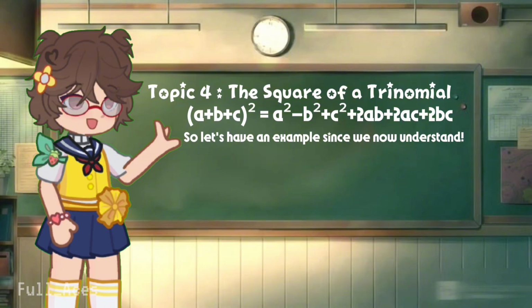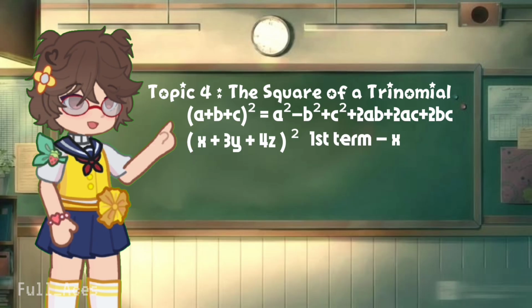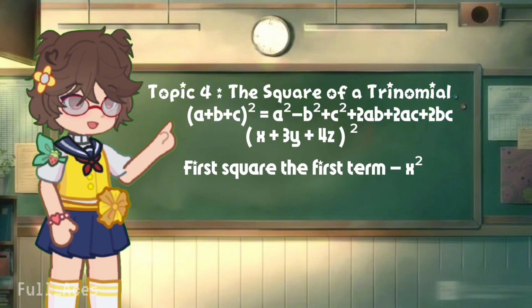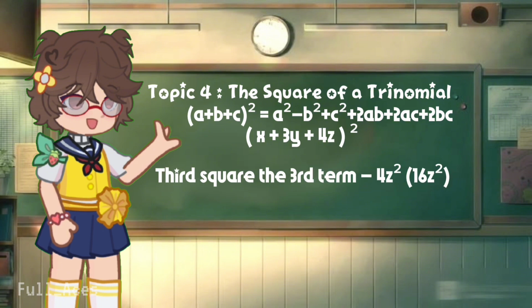Let's have an example since we understand now. x plus 3y plus 4z squared. Our first term is x. Our second term is 3y. And our third term is 4z. First, square the first term: x squared. Second, square the second term: 3y squared, or 9y squared. Third, square the third term: 4z squared, or 16z squared.